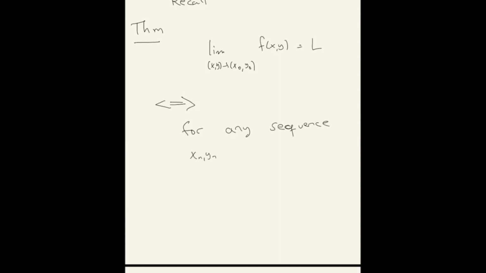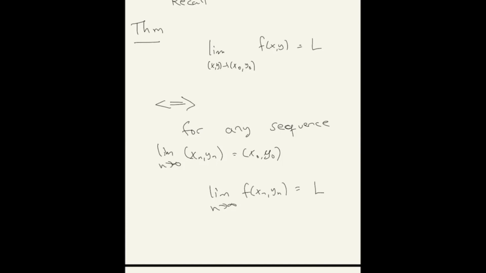So maybe this is a point where we can recall this theorem statement, the sequential definition of limit. We say that the limit as (x, y) approaches some point (x0, y0) of f(x, y) is equal to L if and only if for any sequence of points (xn, yn) that converges to (x0, y0), we have that the limit along that sequence is equal to L.